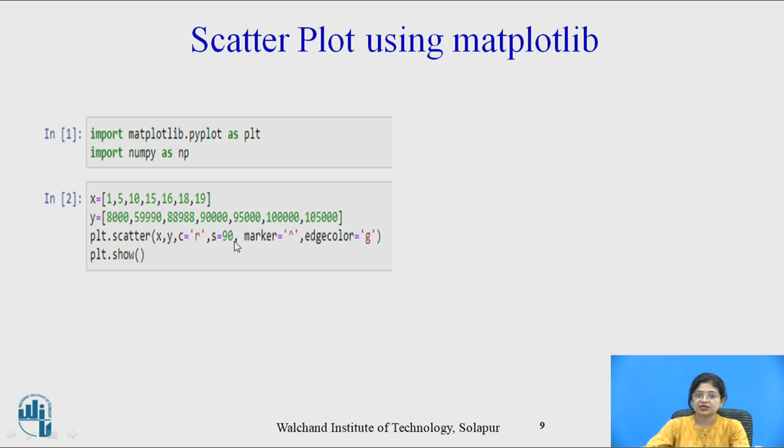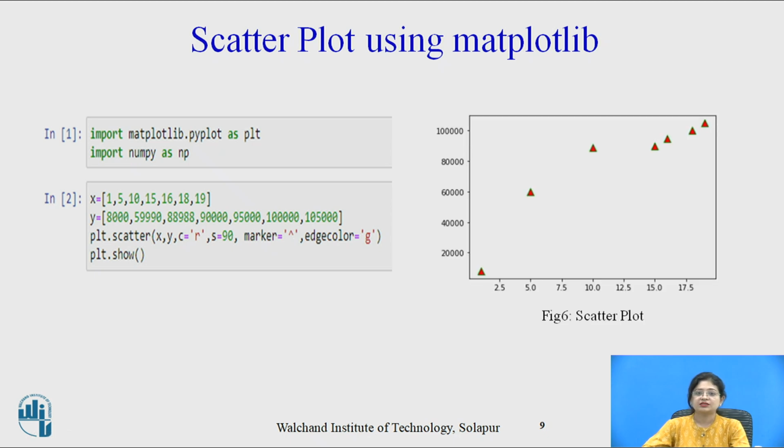s equal to size. Size for what? Size for the marker. And what is marker? Marker is this top triangle. So when we run this code, we will get this scatter plot. So look at here, size means the size of each data point which is shown in the marker of triangle. Here I have given marker equal to top triangle. So this is a sign to show the data points, and the edge color equal to green.